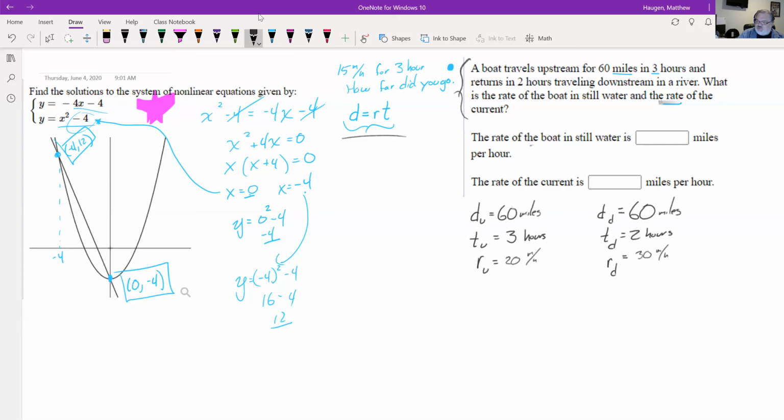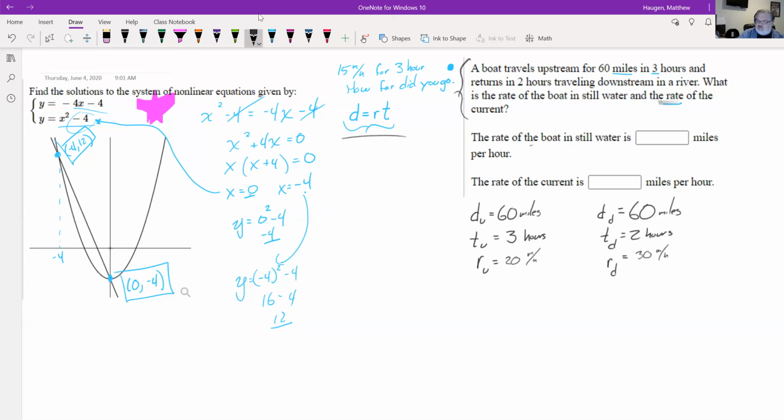What are we asked for? We're asked for the rate of the boat in still water. Neither of these is that rate, right? We're also asked for the current in miles per hour, the speed of the water itself. So I want variables for both of those.